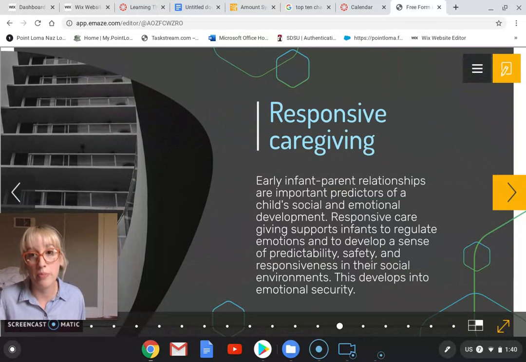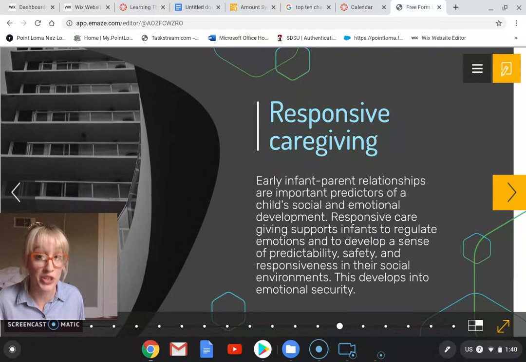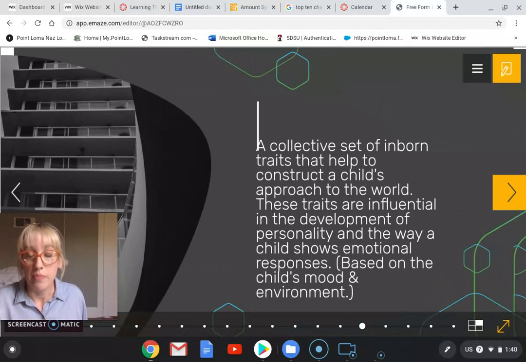We learned the importance of responsive caregiving in early infant-parent relationships, because they often predict the child's social and emotional development for the future. Responsive care supports infants to regulate emotions and to develop a sense of predictability, safety, and responsiveness to their social environments. Very important.